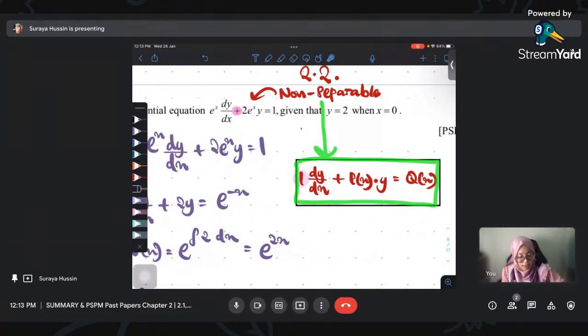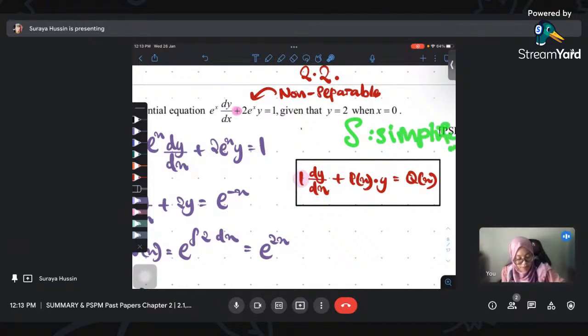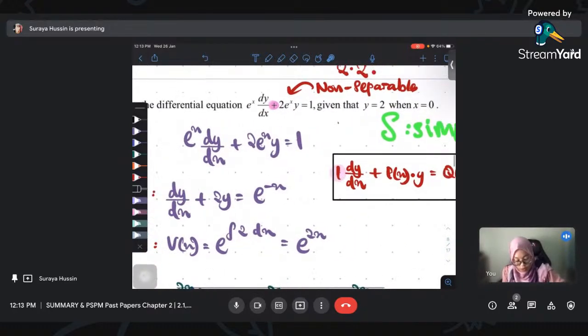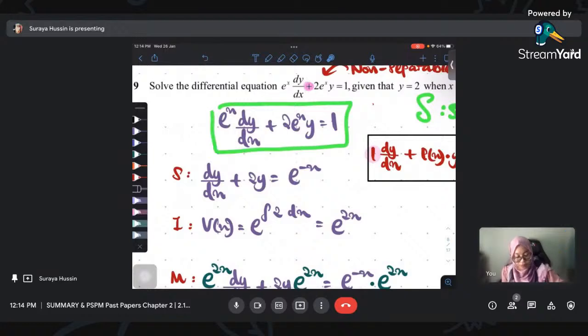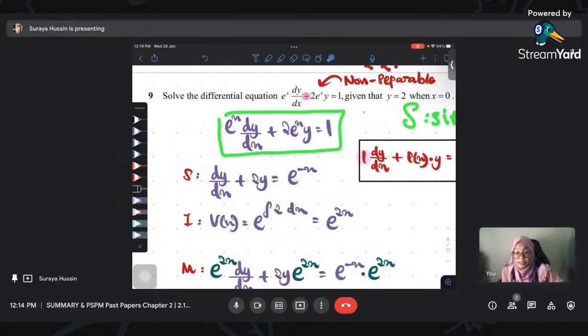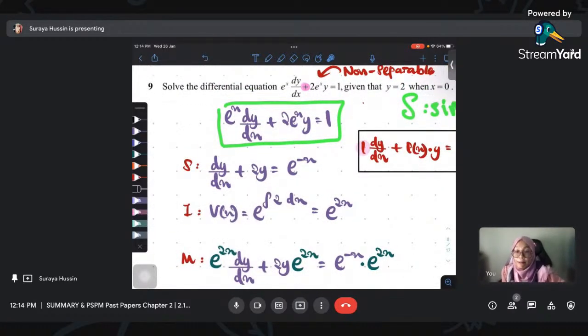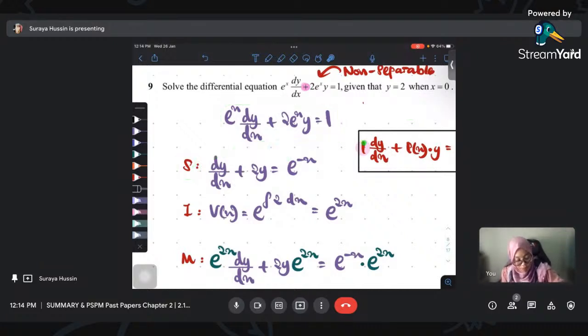Okay, non-separable is 2.2 bermaksud kena make sure kita dapat bentuk ini, di mana simpi steps perlu diaplikasikan. Okay, simpi step. S means simplify. Simplify yang macam mana? Simplify yang make sure, okay, ni saya salin soalan. Saya mula daripada huruf S-I-M, S. S bermaksud simplify. Simplify bermaksud perlu make sure depan dy dx mesti coefficient 1.